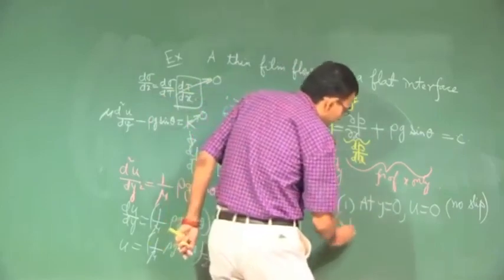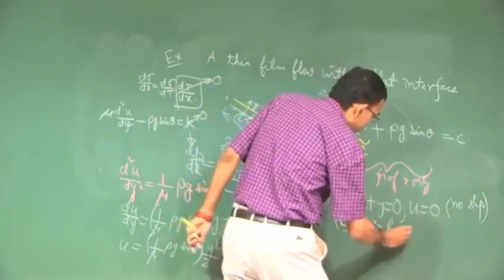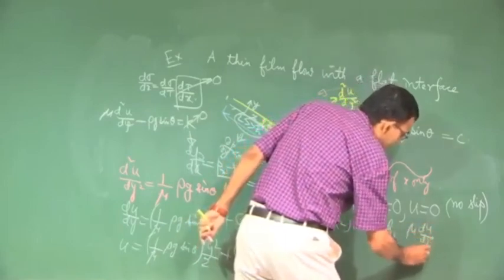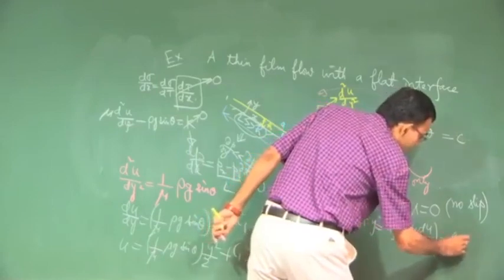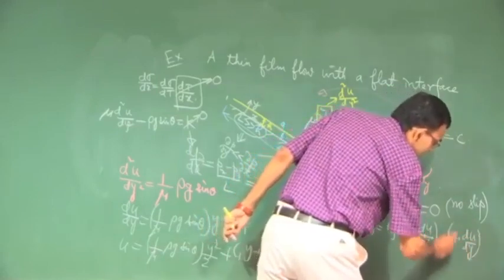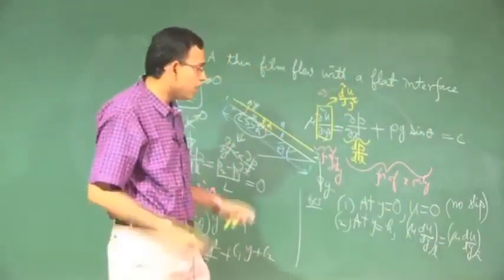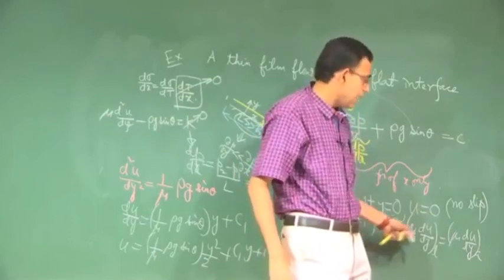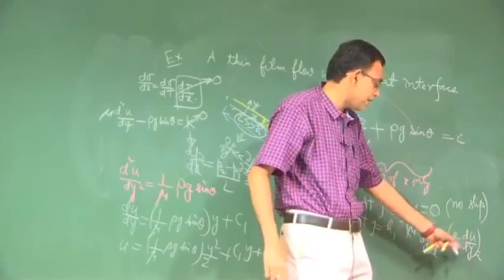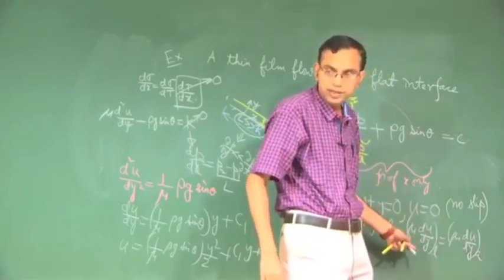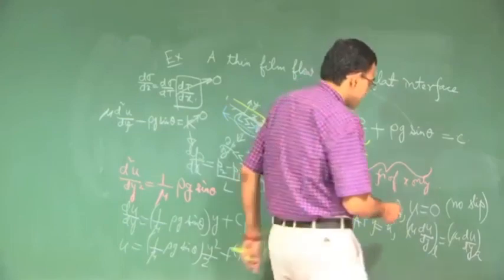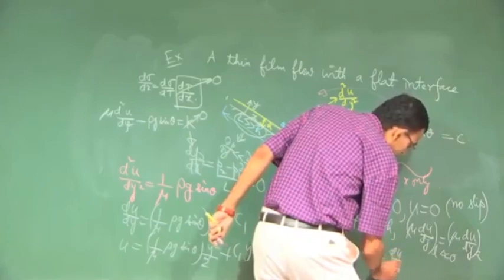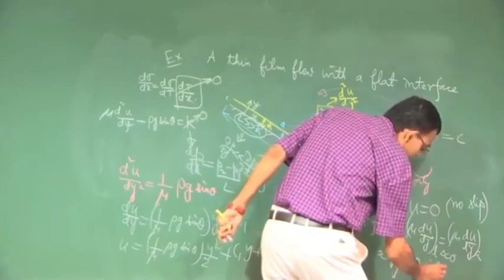So at y is equal to h, you have mu du dy at the liquid side is equal to mu du dy at the air side, because mu of air is much less than mu of liquid, and du dy, the velocity gradient in air, is also much less than the velocity gradient in the liquid. Therefore this is as good as 0. So this is approximately du dy equal to 0 in the liquid, which is our domain.